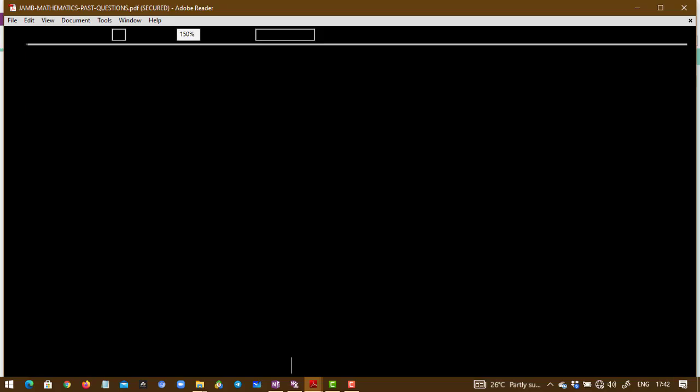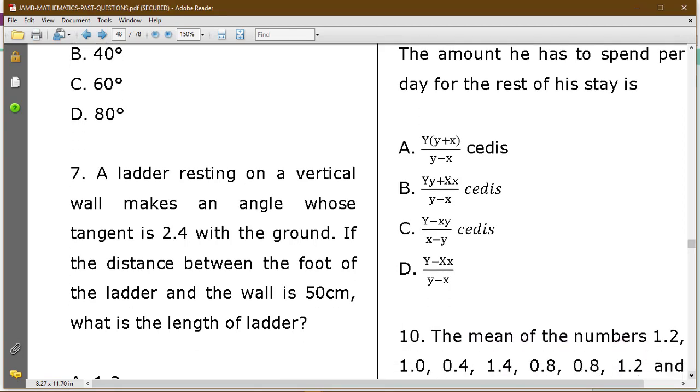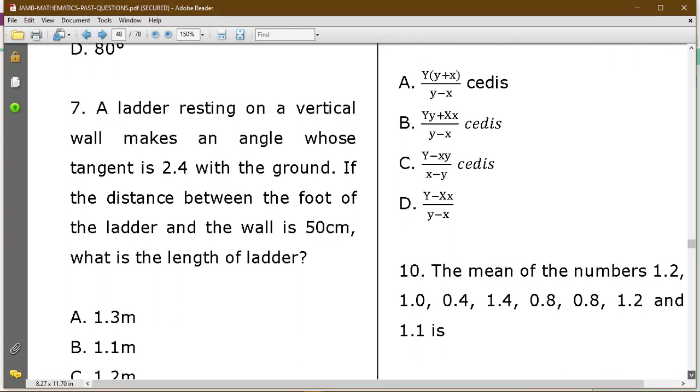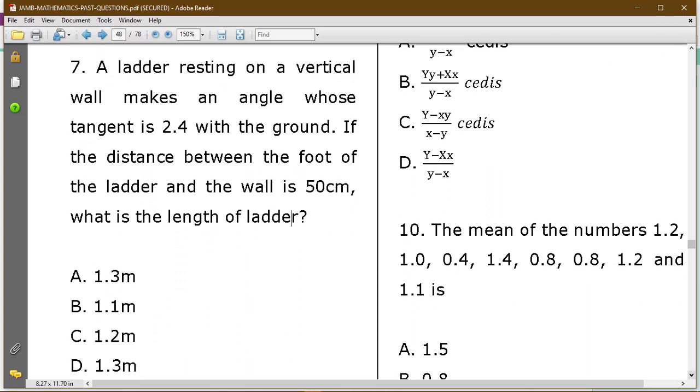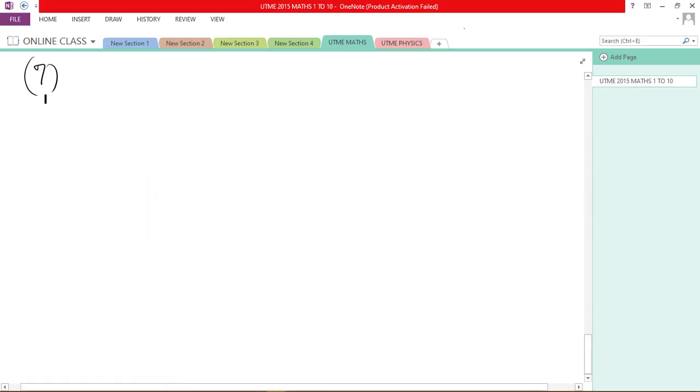Number 7 says that a ladder resting on a vertical wall makes an angle whose tangent is 2.4 with the ground. If the distance between the foot of the ladder and the wall is 50 centimeters, what is the length of the ladder? Oh, this one is quite easy. So anytime you see a question like this, please don't waste your time.